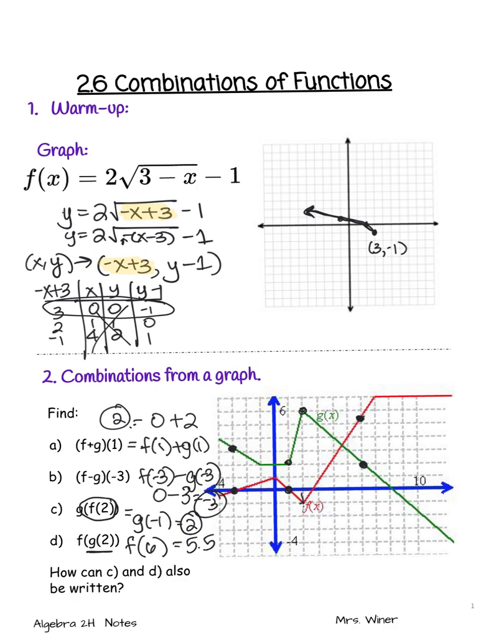All right, and the other way to write part C is instead of g of f of 2, we can write that as g open circle f of 2. And instead of f of g of 2, that is f open circle g of 2. So it doesn't mean multiplication. Whenever you see an open circle, it means you're putting one function in for the other.